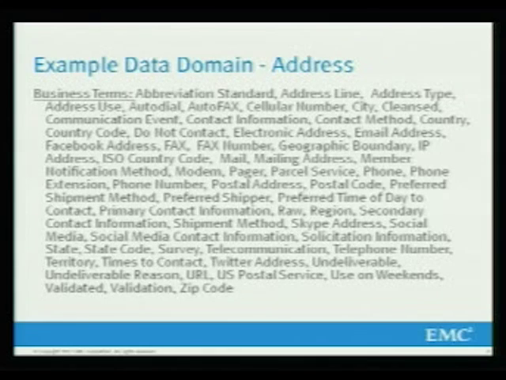So here, as an example, this is in the address domain. Everybody has an address. Address is a kind of cross-domain domain, and these are a bunch of the business terms that we define in this domain. And this is just address. I didn't really think this was something I had to worry about secrecy or anything. I think you all know that these are the kinds of things that you need to define for the organization.